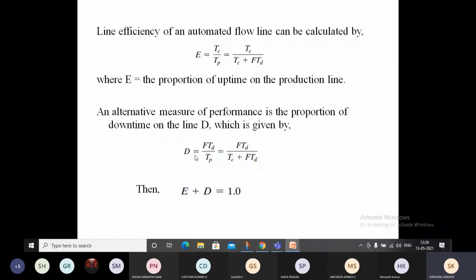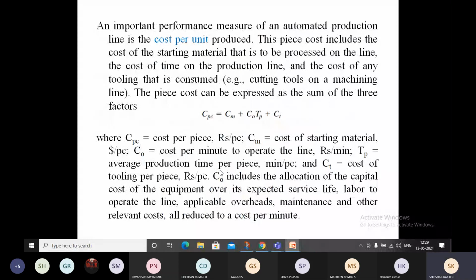And what is the downtime? Downtime can be calculated by this equation. Then E plus D is equal to 100%. Now, cost per unit. These are all the equations you'll be using. Here it is not a derivation. I have given an explanation there.